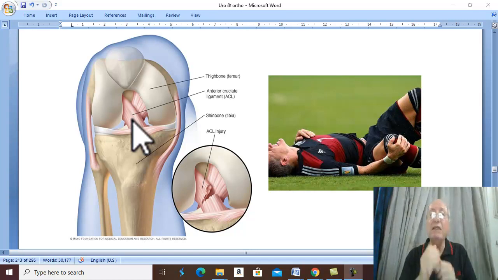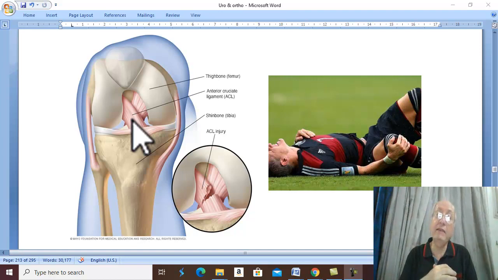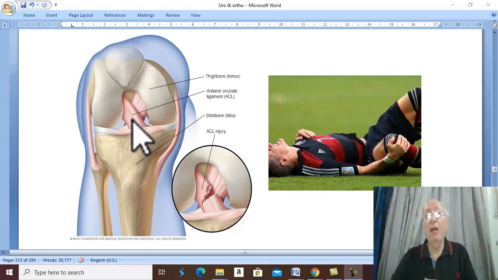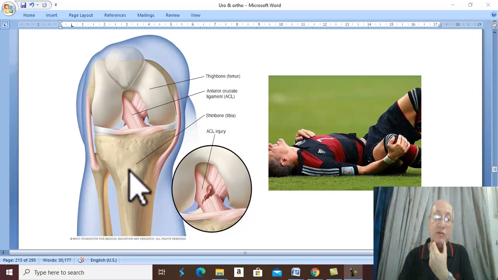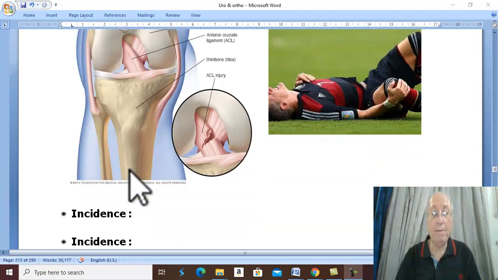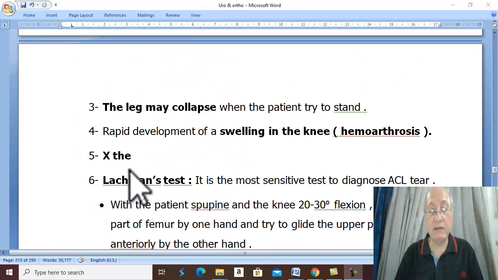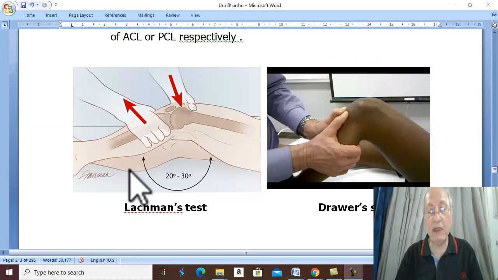Severe twisting trauma of the leg. And the posterior cruciate is affected by trauma to the anterior aspect of the leg. What is the function of the cruciate? To remember the trauma causing this injury.